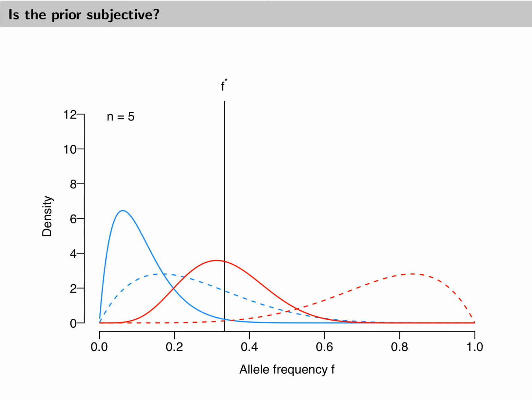Let us now look at a case in which we simulate data for 5 individuals. In this case, the data actually contains a lot of information about the allele frequency f, and consequently, the two posterior distributions look quite different from the initial prior distributions. However, the posterior distributions are still heavily influenced by the prior distributions and are thus looking quite different.